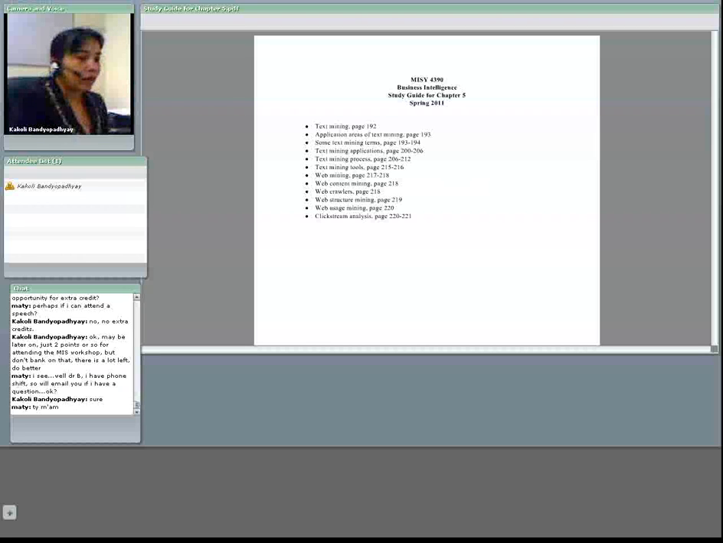Hi all, I will be covering chapter 5 on text mining and web mining today. This is the study guide for chapter 5. We will cover what is text mining, what are the different application areas of text mining, some popular text mining terms, then we will talk about the tools, process and applications of text mining.